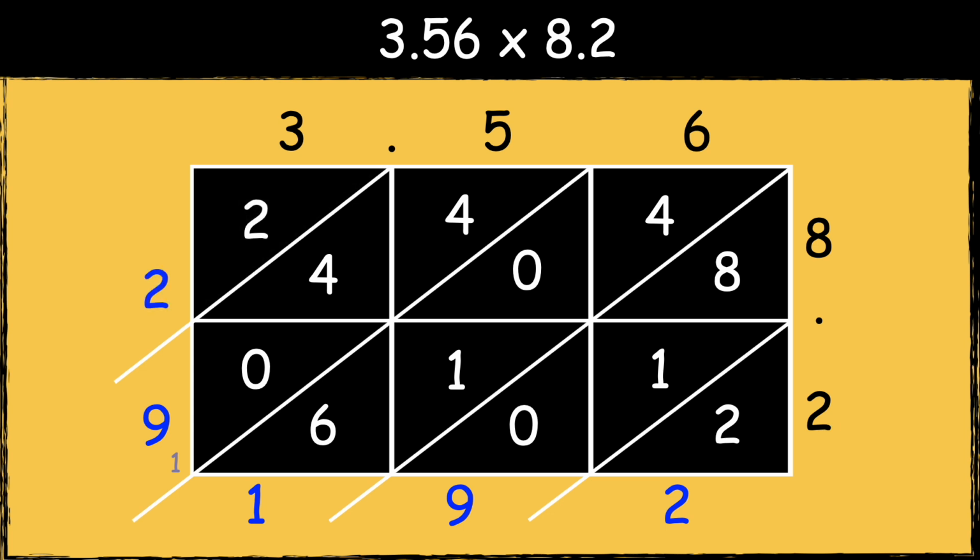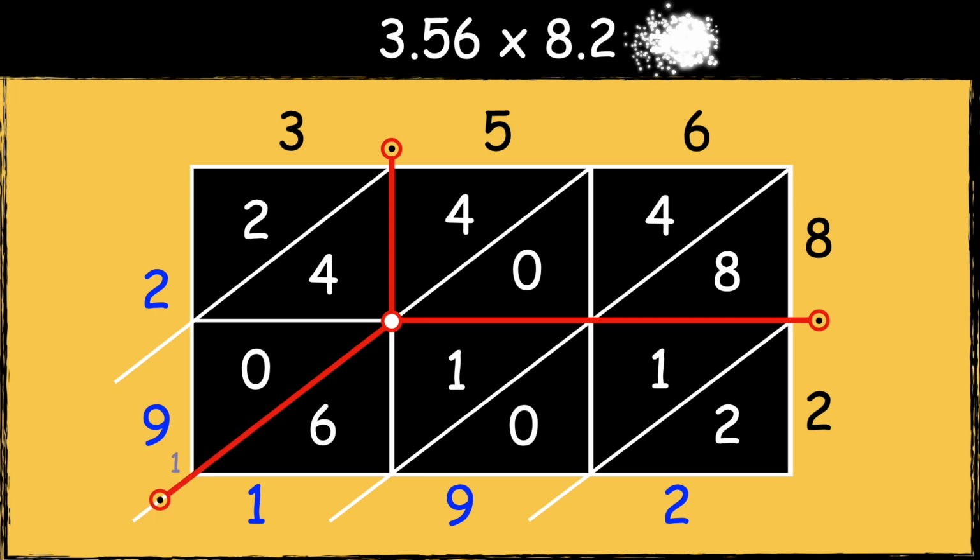The final step is to find where the decimal point goes in the answer. Look for where the decimal points from both numbers meet in the grid. Follow the diagonal line to find its place in the answer. So the answer is 29.192.